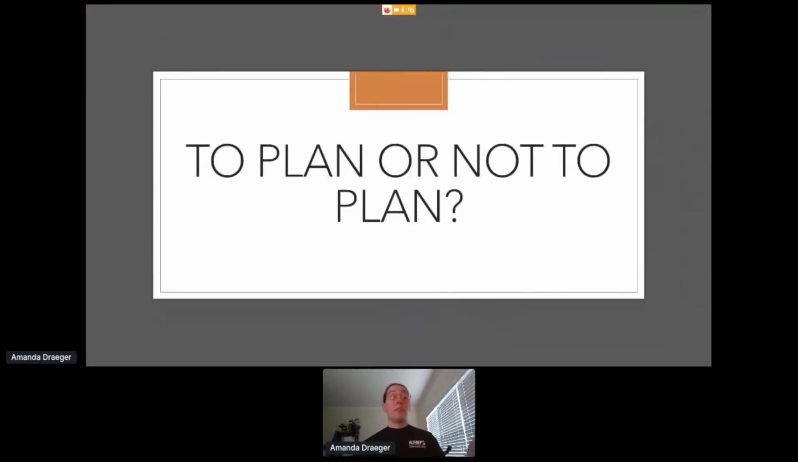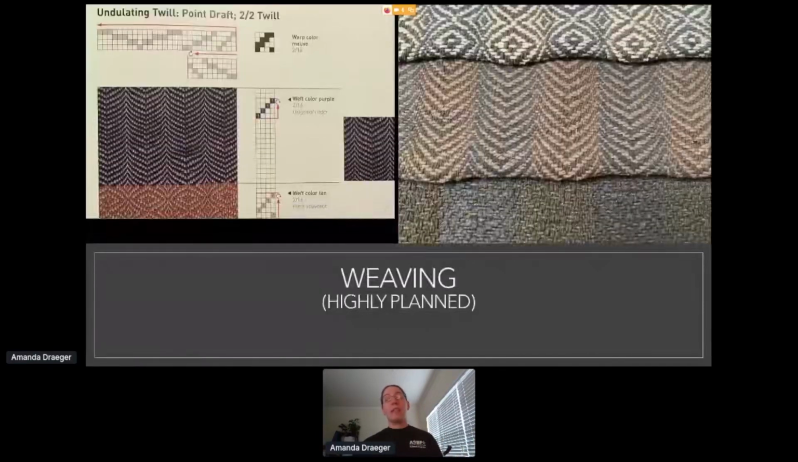Next lesson, to plan or not to plan. Weaving is a highly planned craft. What you see on the left-hand side is what is known as a draft. It's essentially a weaving pattern. With some graph paper, you can plot out how you have to thread everything into the loom and then how you are going to manipulate the loom in order to produce certain patterns. If you don't plan this out, you are going to get utter and complete randomness.